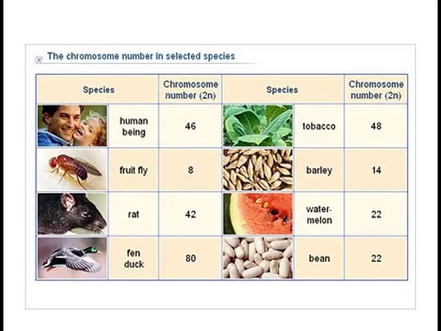Here's a chart I found online just showing you some other examples. Fruit flies are very small. They only have 8 chromosomes. Ducks have 80 chromosomes. Watermelon has 22 chromosomes. So every organism is different.